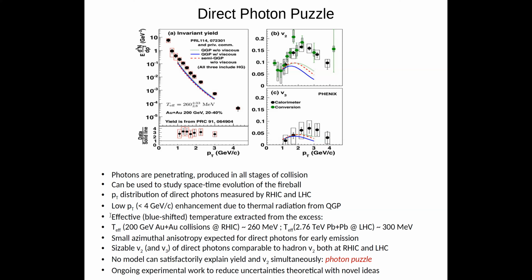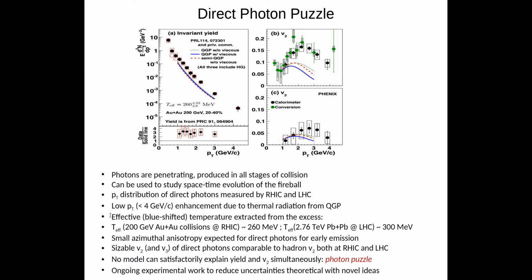However, since the photons are emitted early, they are expected to have a small anisotropy, because for the anisotropy to develop, it needs a certain time. However, what has been observed in data is that there is a sizable amount of V2 as well as V3, the elliptic flow and the triangular flow, of direct photons, comparable to hadron V2, both at RHIC and LHC.